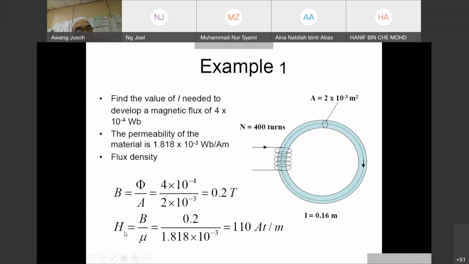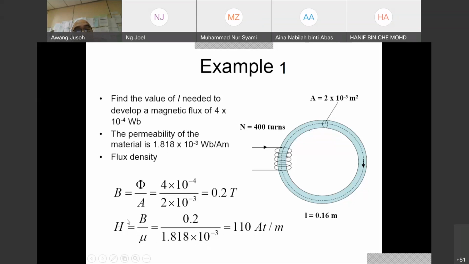And then we can find H. H stands for the magnetic strength, or magnetic intensity. So H equals B over mu. This is a standard formula for the magnetic circuit. B we know is 0.2. Mu is given there, the permeability of the material, 1.818 times 10 to the power minus 3. Then you get 1110 ampere turns, ampere turns per meter.